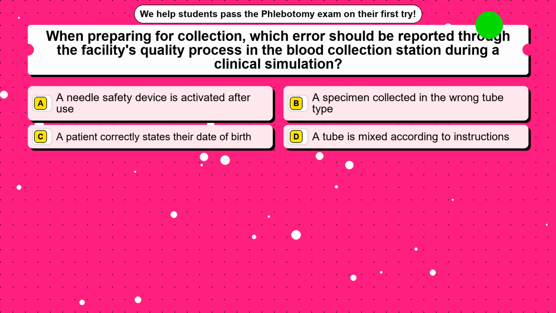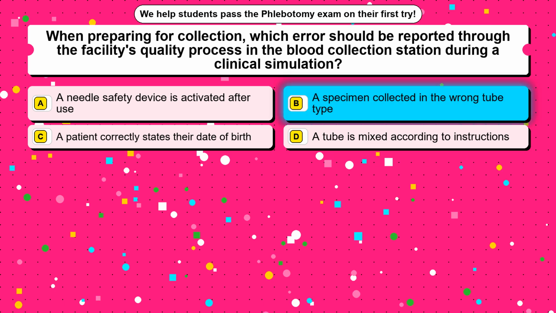Question 90. When preparing for collection, which error should be reported through the facility's quality process in the blood collection station during a clinical simulation? Option A. A needle safety device is activated after use. Option B. A specimen collected in the wrong tube type. Option C. A patient correctly states their date of birth. Option D. A tube is mixed according to instructions. The correct answer is option B.